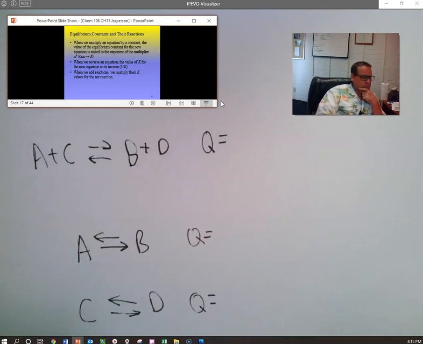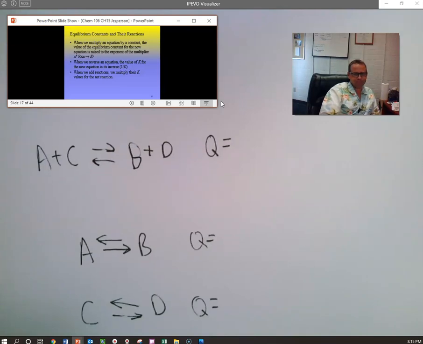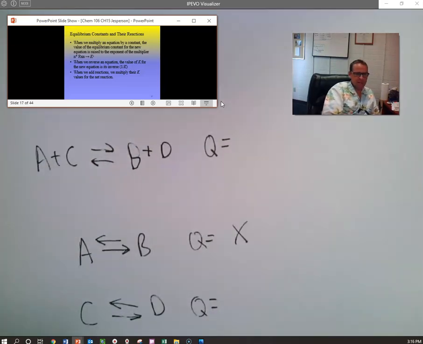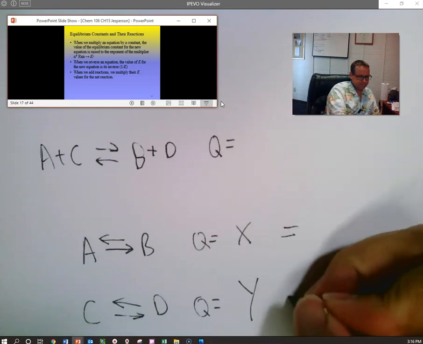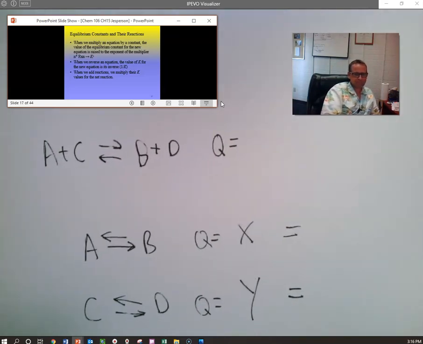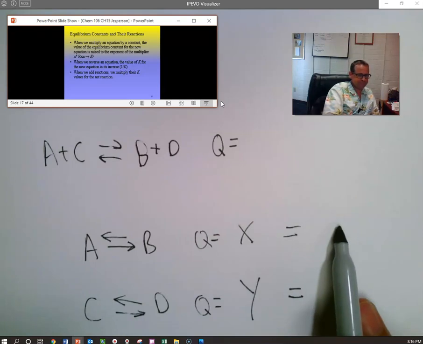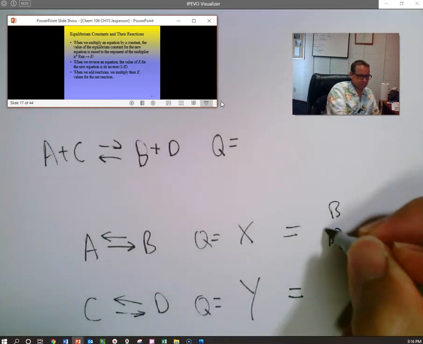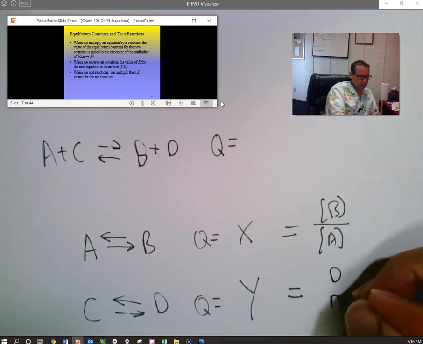Can you see it, Sarah? What is this going to be compared to these values? Let's say I call this X and this Y. What is that going to be? Sorry, I need to look at it for a minute. Let's write it out the way we were before. Yeah, that would help. What is this one? So it'd be concentration of B over concentration of A. Okay. And this one? That would be concentration of D over concentration of C.